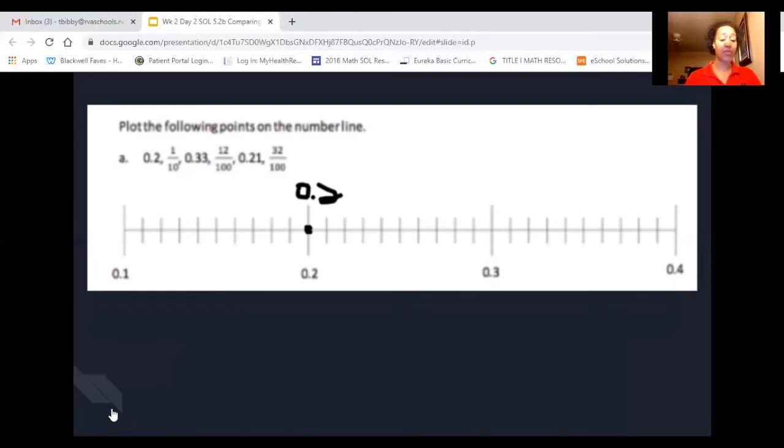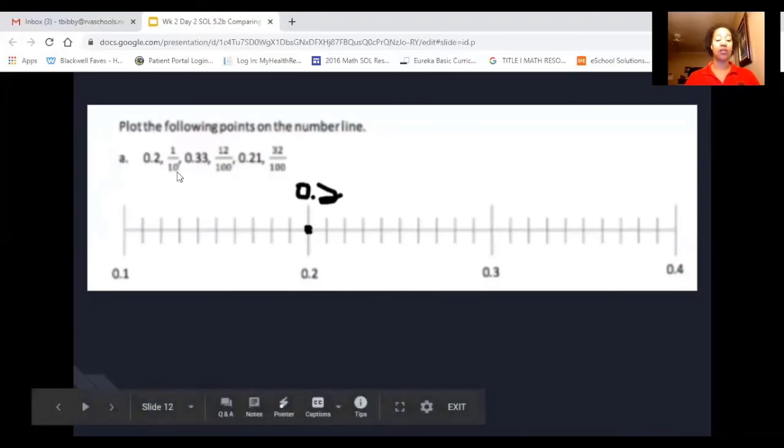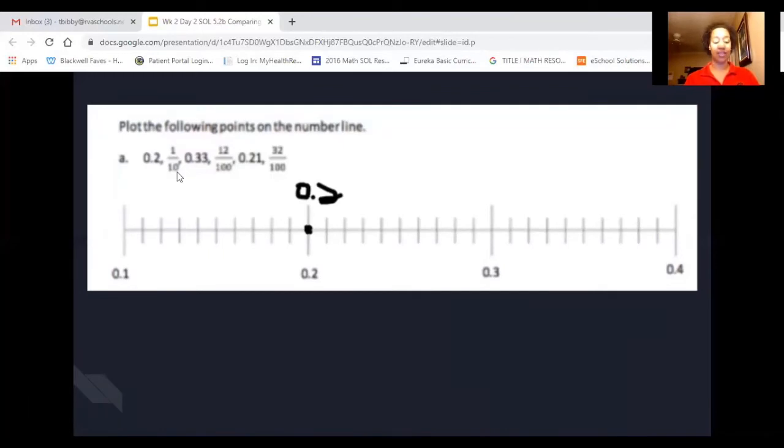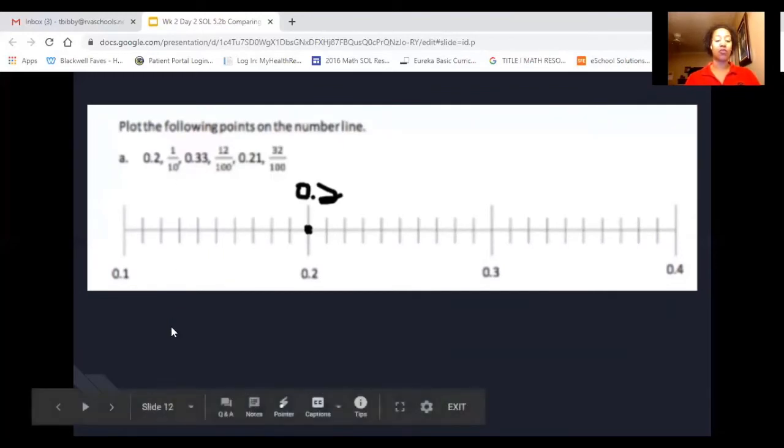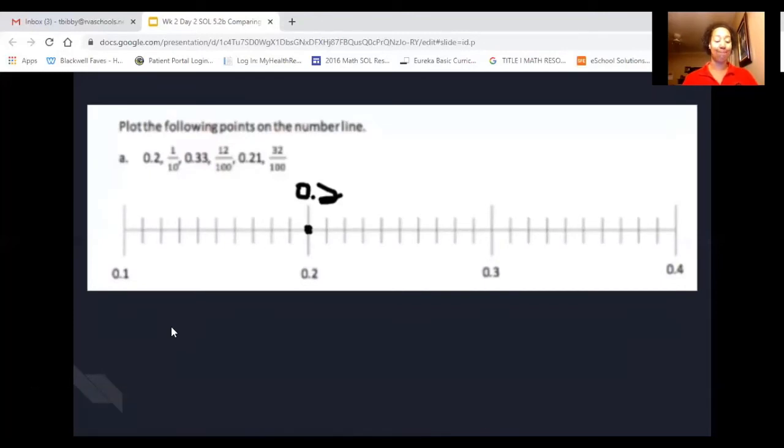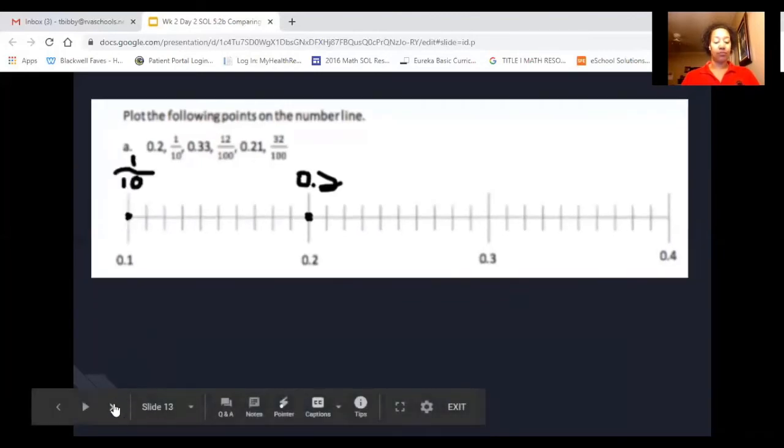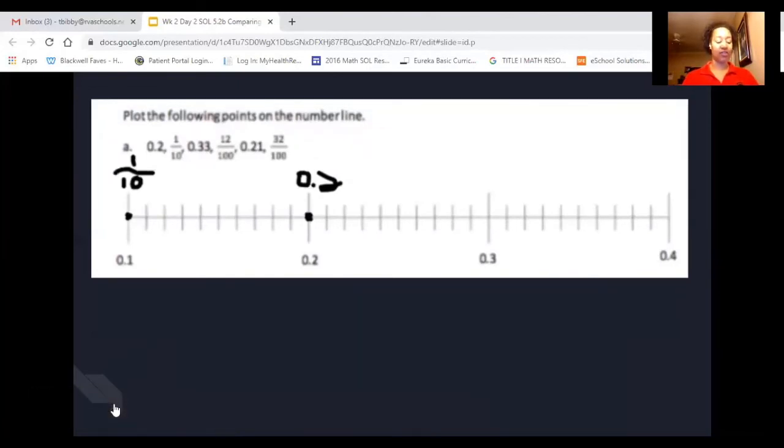All right, our next number on our number line is 1/10. Let's remember, it's written as a fraction, yes, but as we hear it, we hear that it says 1/10. 1/10 is located on the line. Can you place the dot on it? There it is. And remember to write it as a fraction. Don't forget that. All right, let's go to the next one.